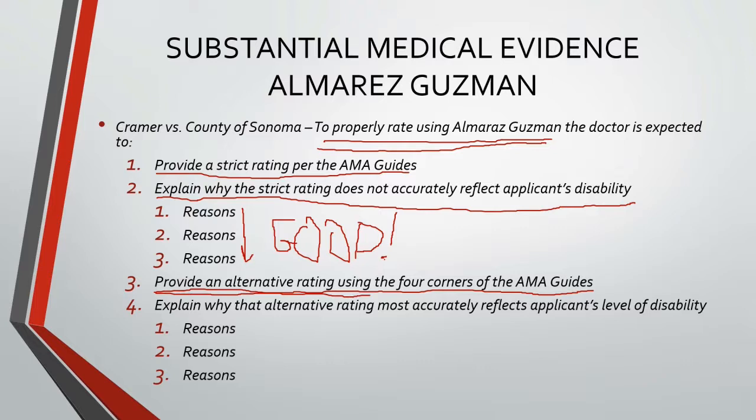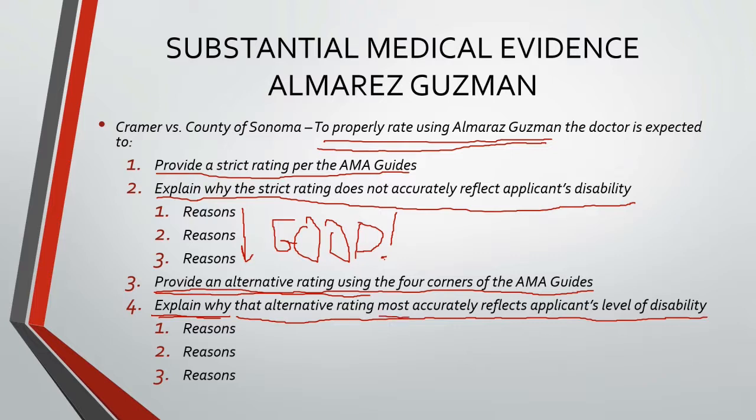And then finally, in a separate paragraph, so these are all in separate paragraphs, in a final paragraph, you have to explain to the parties why that alternative impairment rating most accurately reflects the applicant's level of disability. Most accurate.